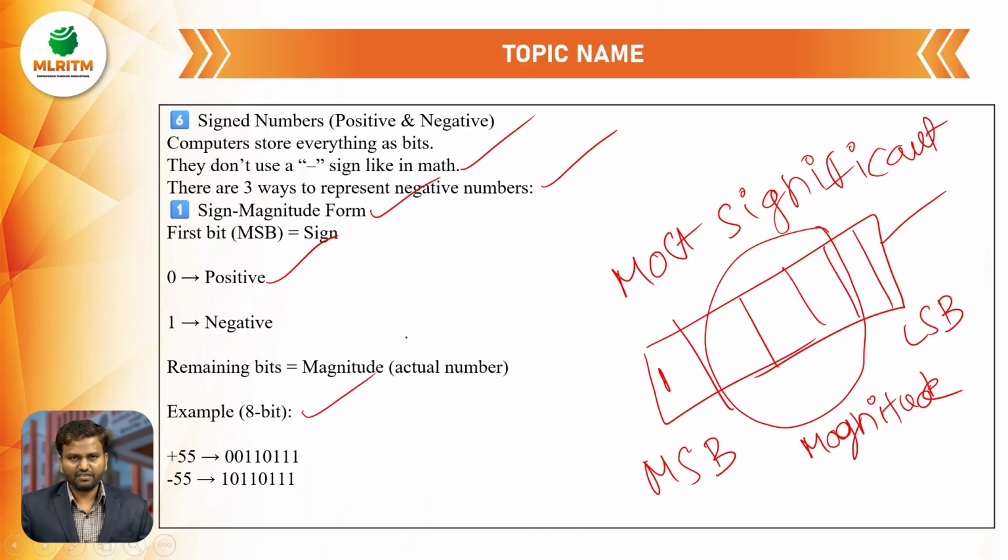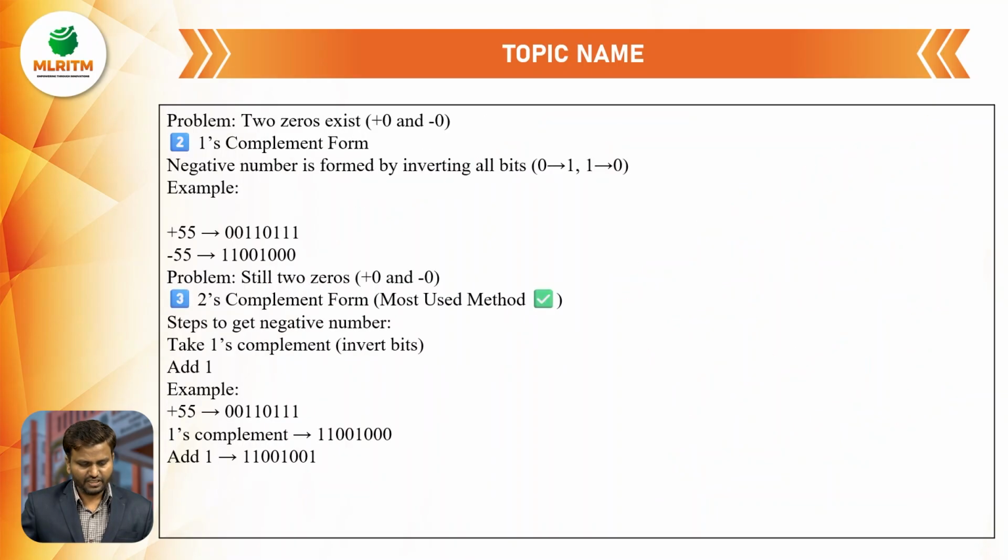As an example, we take an 8-bit register. Suppose we take 55 as a binary number, and minus 55 as a binary number. We need to see the example problem. The drawback is that two zeros exist, plus 0 and minus 0.